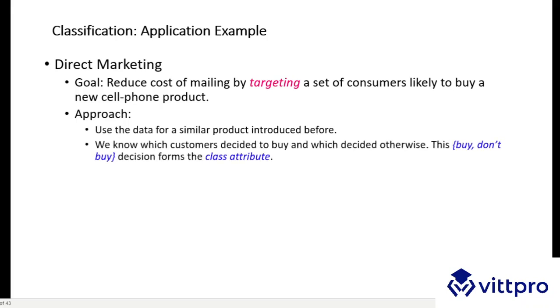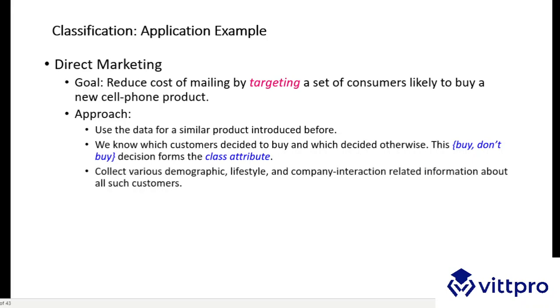Then you will see which customers decided not to buy the phone and based on what attributes. The decision forms a class attribute, and you look at their other demographics, lifestyle, and company interaction for all those customers who did not buy from you. Then you try to understand the characteristics of those people who are not buying, and you will not send a direct mailer to them because you don't want to waste your money and your efforts. That's the example of direct marketing.